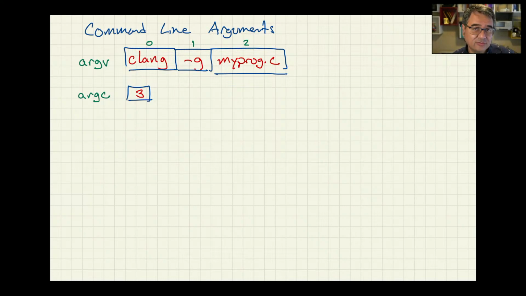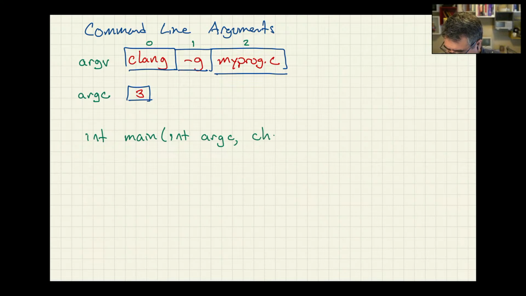So in order to use command line arguments, you have to declare your main a little bit differently. And if you're coming from a Java background, it's going to look a little familiar. Previously we just said int main and then 2 parentheses. But now you're going to write it like this. int main, int argc, char pointer argv array.